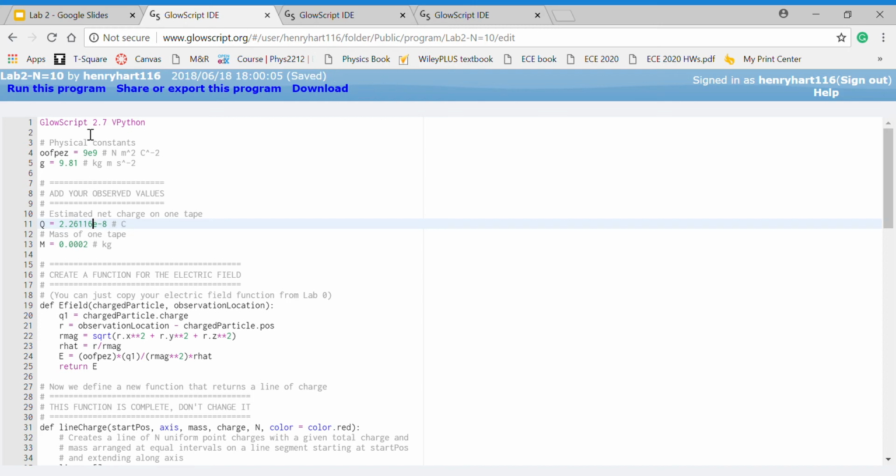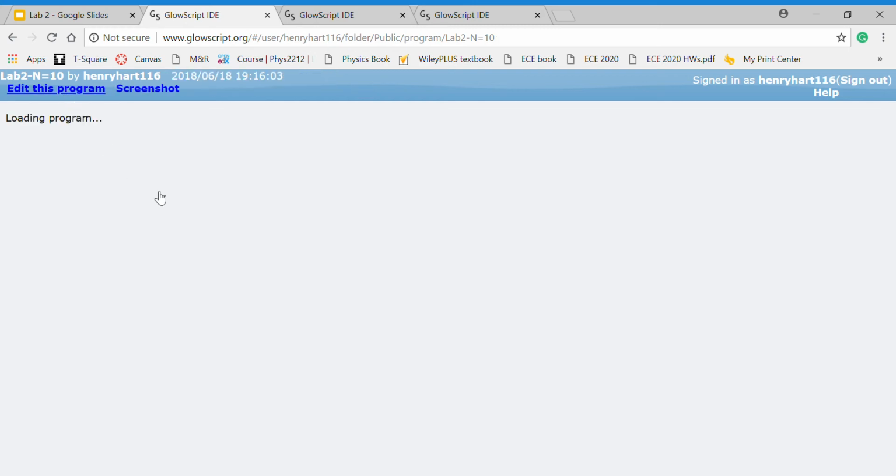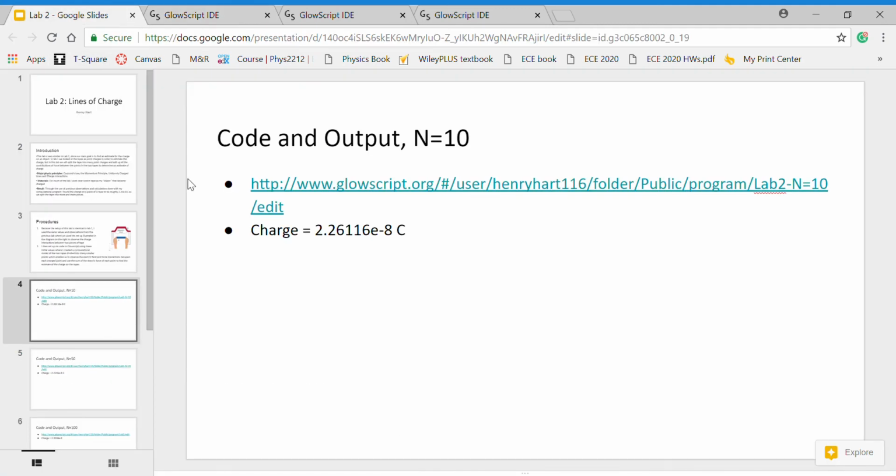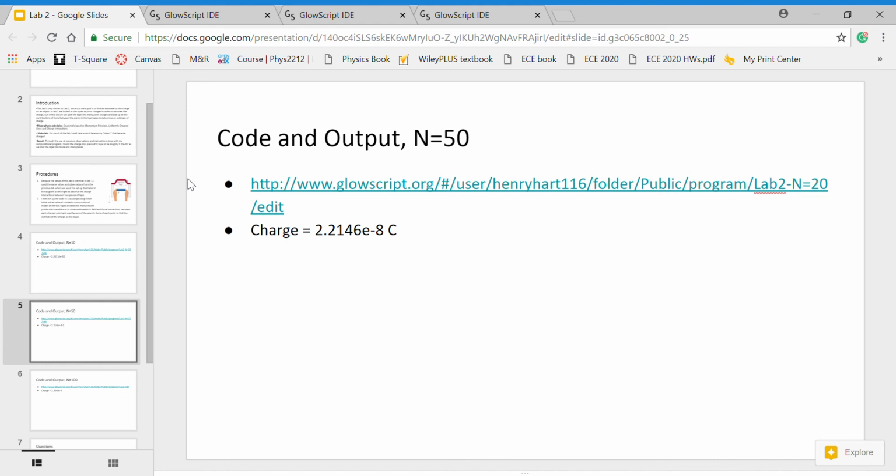2.26116 times 10 to the negative 8 coulombs will result in an electric force roughly equal to that of the gravitational force, which we can see here that it's 1.962 times 10 to the negative 3, which is equal to 0.001962. So then we know that for lines of charge, as the number of divisions on the line increases, the more accurate the electric force will be.